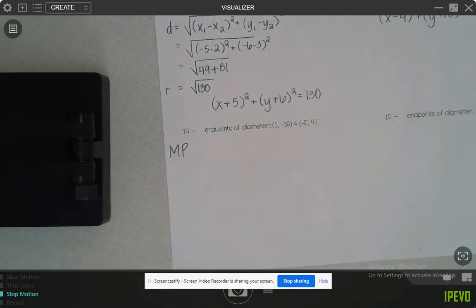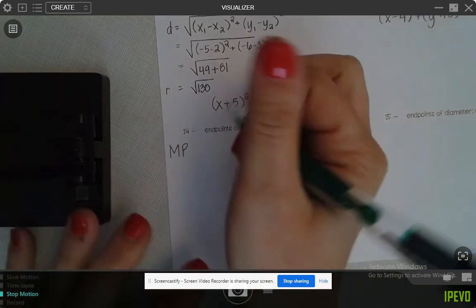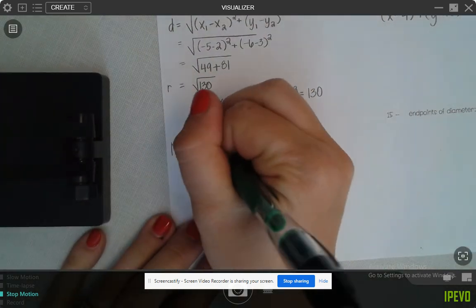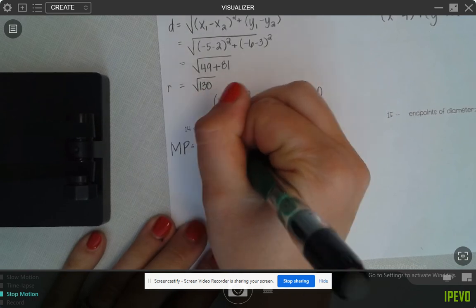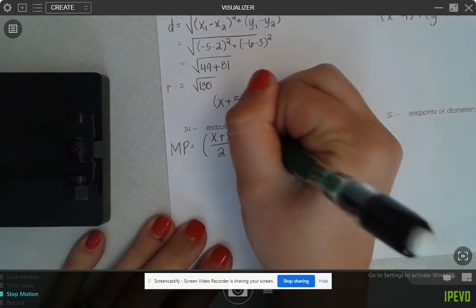What do you think MP stands for? Midpoint. Your midpoint is right in the middle, right? How do you find the midpoint? X plus X divided by 2, comma, Y plus Y divided by 2.